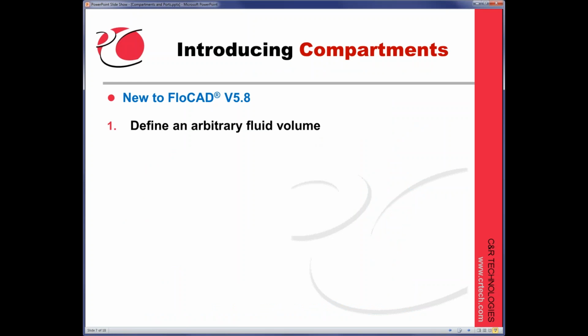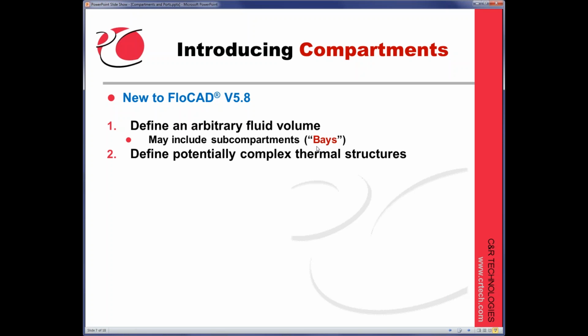First of all, as you saw by those examples, what is a vessel could be very odd shaped. So you need to define an arbitrary volume and say, this is my fluid volume. And in fact, that may contain what we call bays or subcompartments. And I'll talk a little bit more about this later. Some of the compartment examples I was showing you don't have any subcompartments, but a couple of them do. And why you would use those, I'll show you later.